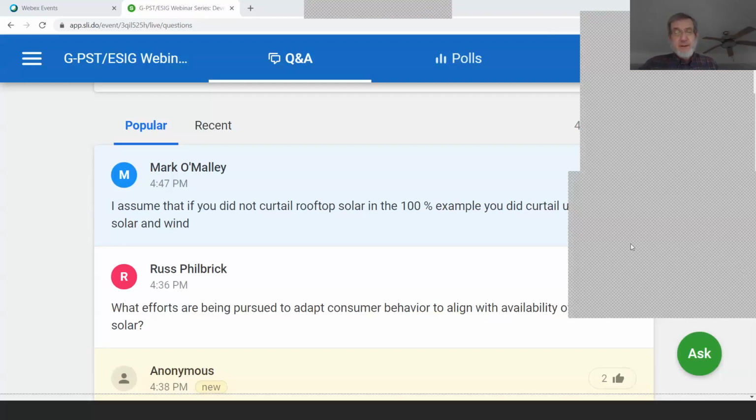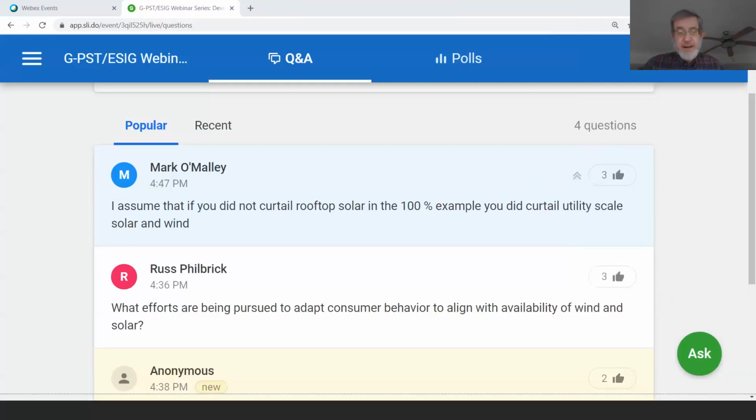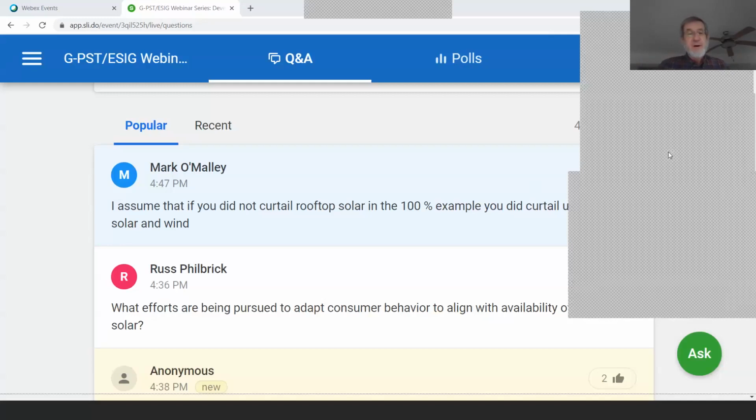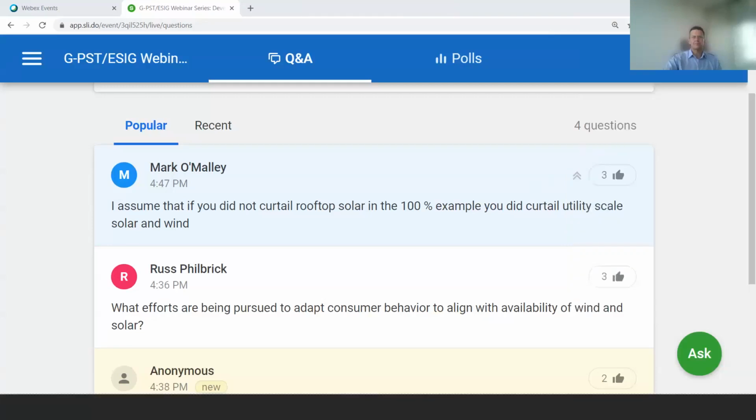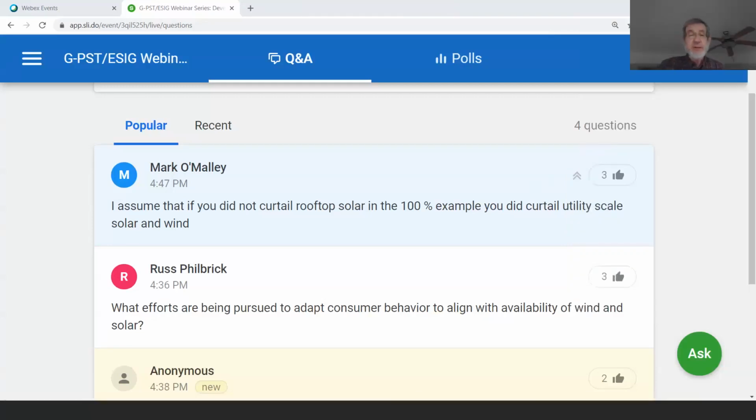Okay. Let's see. Am I on? Yes. Okay. So, question on the other side of the fence, Christian, from Russ Stolbrick. What efforts are being pursued to adapt consumer behavior to align with availability of wind and solar?